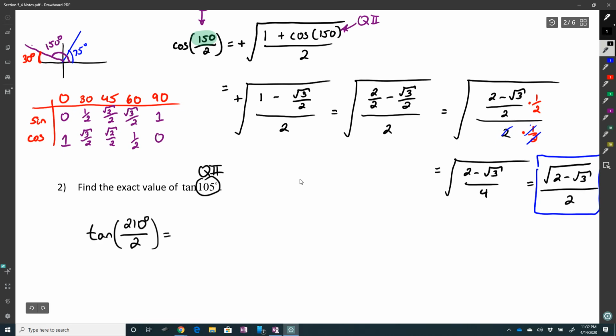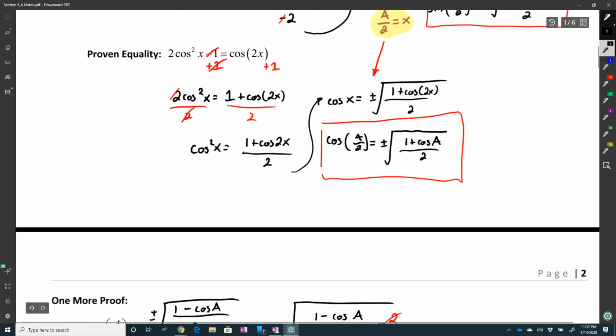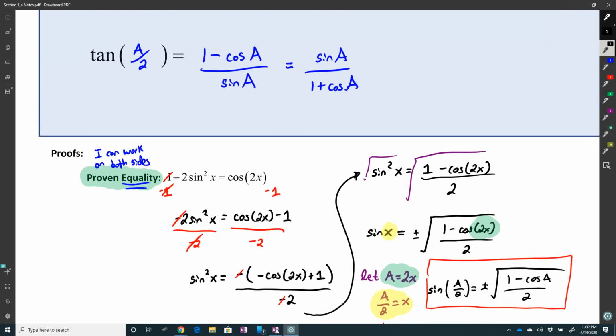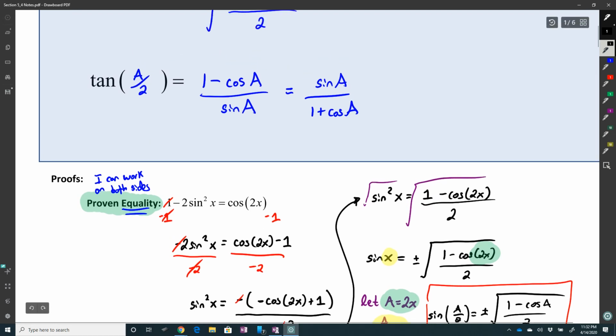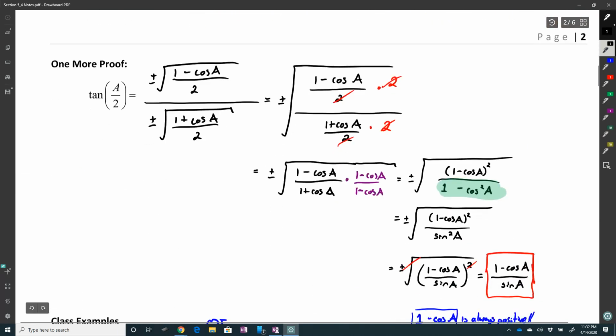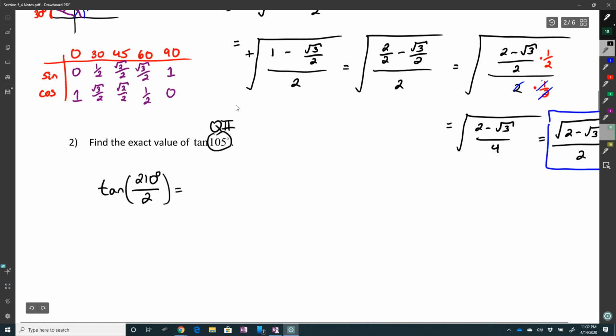And the formula for tangent, you have two formulas to choose from, and it's honestly up to you which one you want. You can do 1 minus cosine A over sine A, or sine A over 1 plus cosine A. I'm going to pick the one with the stuff in the numerator, 1 minus cosine A, so that way I don't have to deal with my denominator. It's just one number. So my A in question is 210. So I have 1 minus cosine of 210 over sine of 210.